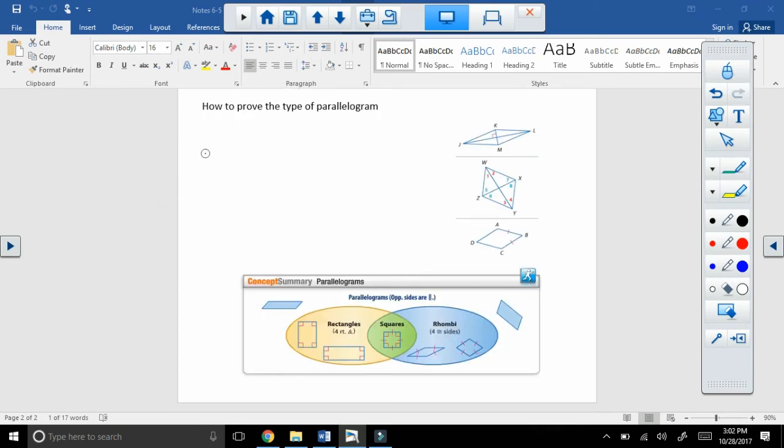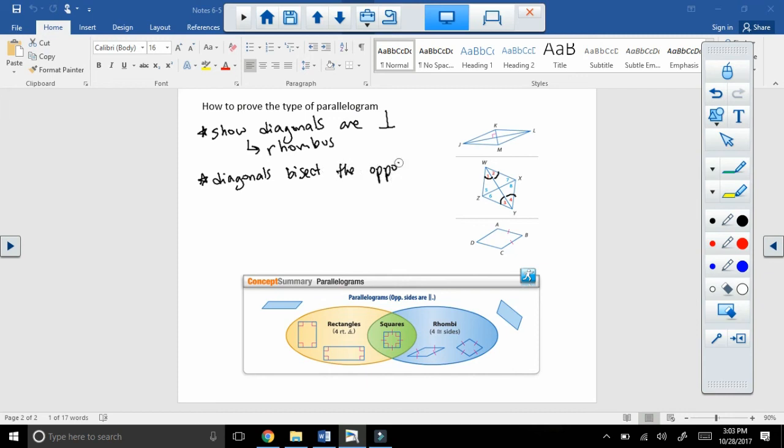Okay, we're going to wrap up this section by just helping you guys out. I'll show you how to prove what type of parallelogram it is. If you can show that the diagonals are perpendicular, then it would let you know that the shape has to be a rhombus. It wouldn't necessarily tell you it's a square. It might be a square, but it would just allow you to say that it's a rhombus. You'd have to do something else to show that it's a square. The next one, if you could show that the diagonals bisect the angles, and I'll write the opposite angles. If you have information for that, that would also allow you to say that the shape is a rhombus.